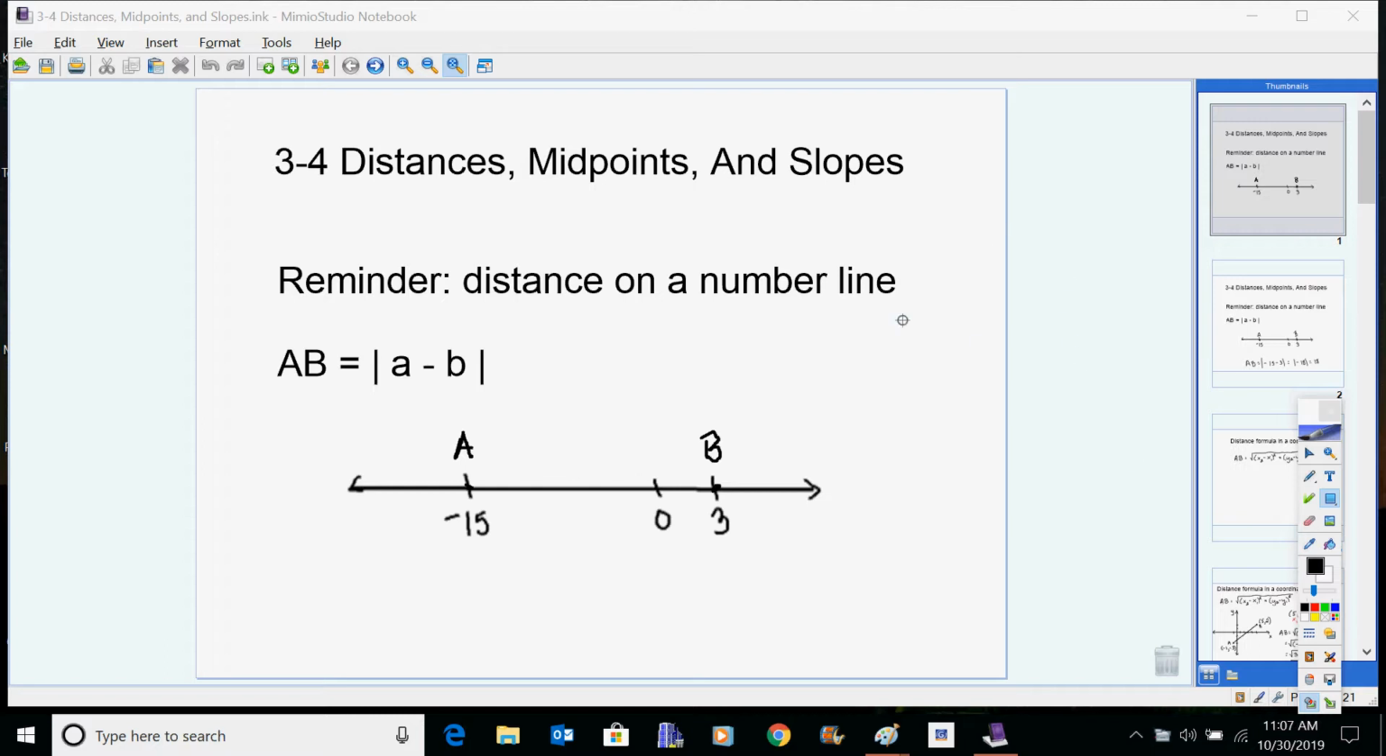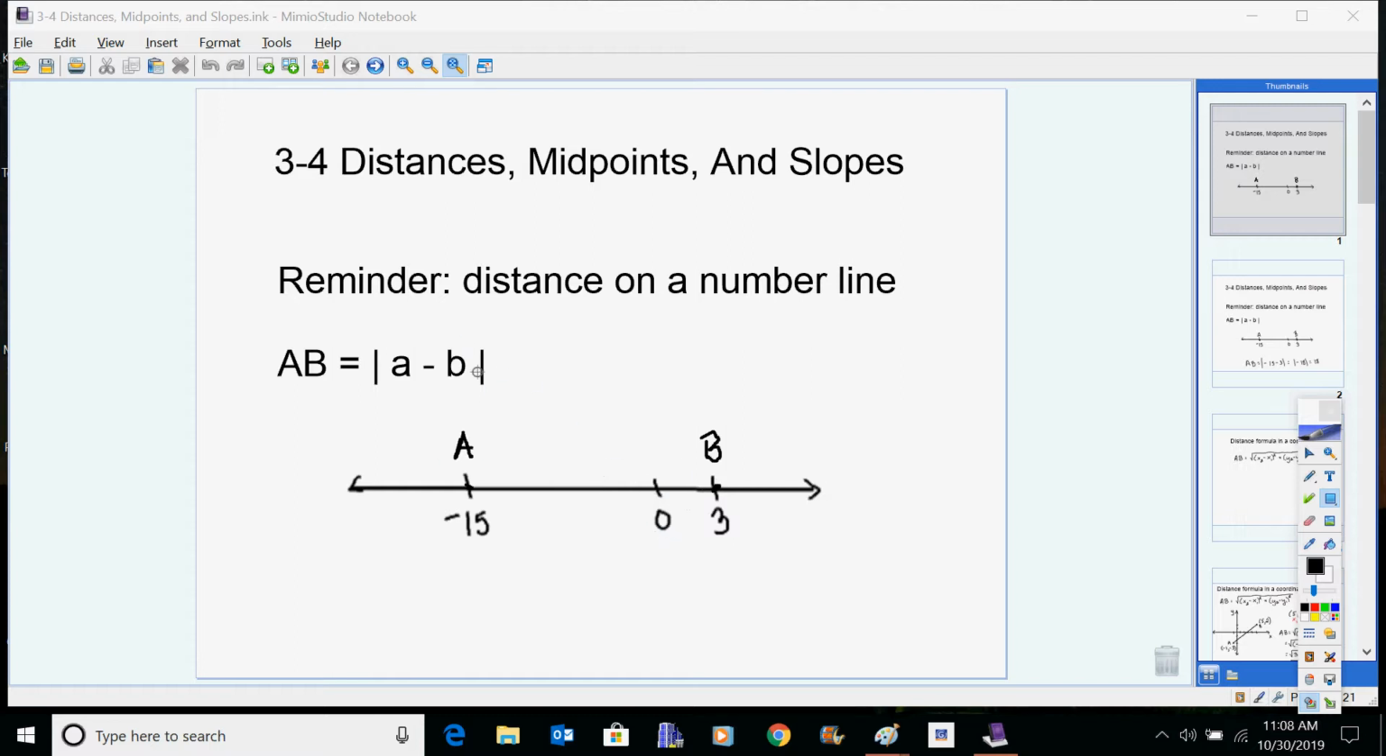But here we go. We're just going to remember a couple of things. We're going to remember that the distance on a number line is taking this coefficient minus this coefficient, and then their absolute value. We had done that before, but just to remind you of that, because we're going to be putting a whole bunch of things together. So you need to make sure that you can redo that.